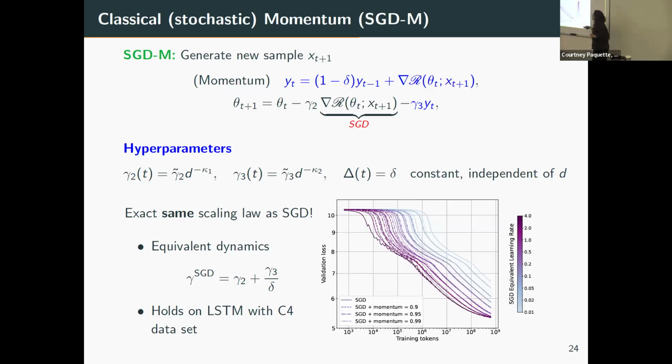And you actually see this. You can map out equivalent dynamics: run SGD with a different learning rate, which depends on how you chose delta, the fixed quantity, and you can map it, and they're exactly the same. This is on real data, an LSTM with language data. The dotted lines are running it with momentum. SGD is the solid lines, and they're exactly the same under this mapping between the hyperparameters.